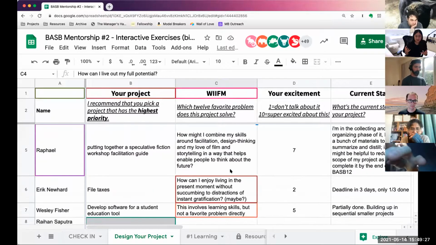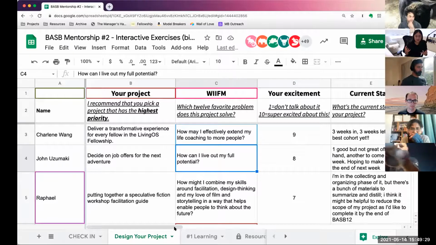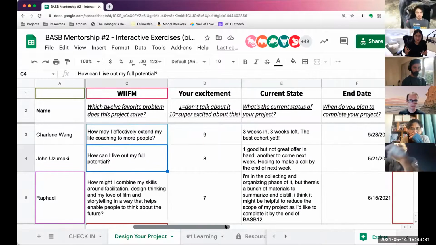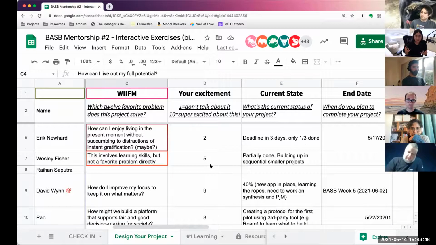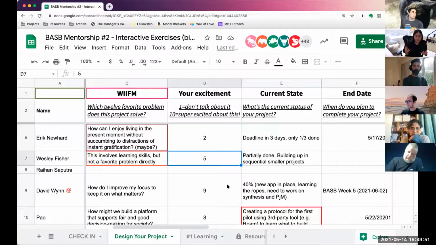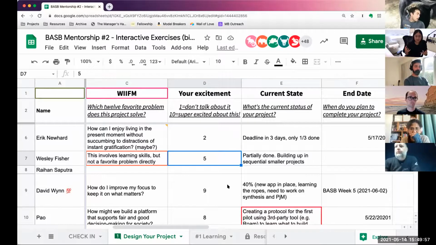Okay, so I think we have a good column C. Then for column D, I would love you to just write about how excited you are about executing that project, right? For me, I'm super excited about that. Those are my favorite things. For John, it's 8, 7, 2, 5. And for the ones that you were least excited about, which is actually a good thing because you're putting it down here, that will probably increase it a little bit.